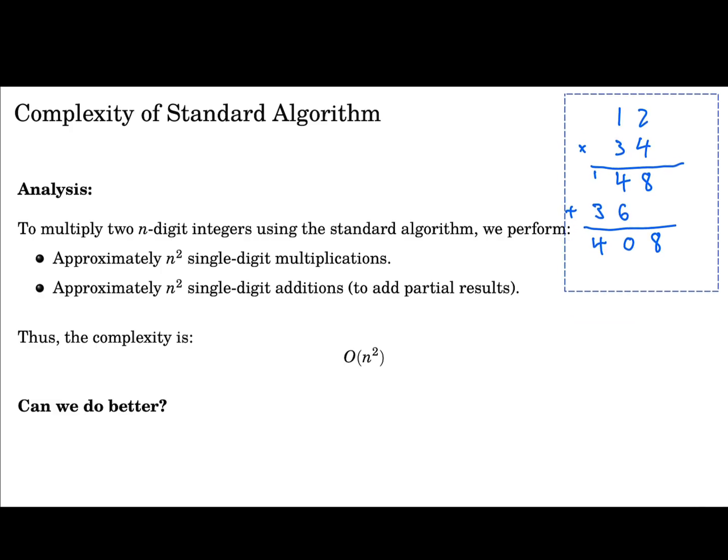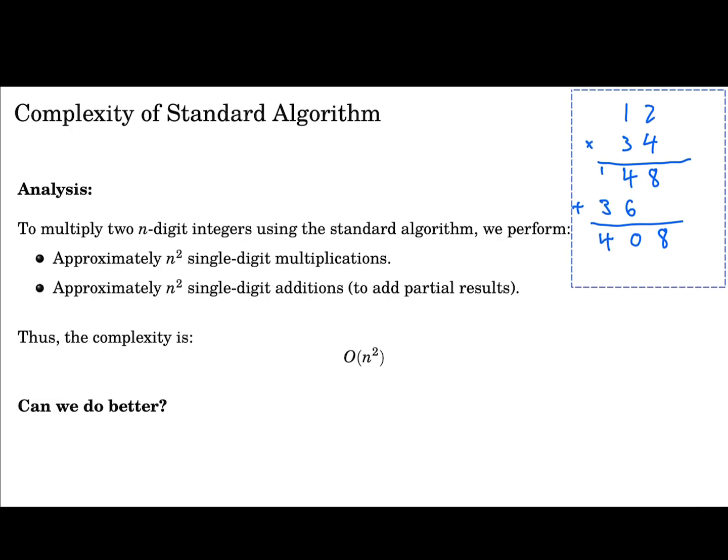Let's think of this more abstractly, if it was some n-digit number times some n-digit number. The idea is that to multiply these, for every digit on the bottom, and you have n of them, you have to multiply it with a digit on the top. So there are n digits on the bottom, and you multiply with n digits on the top. So just the multiplication step is around n squared multiplications.